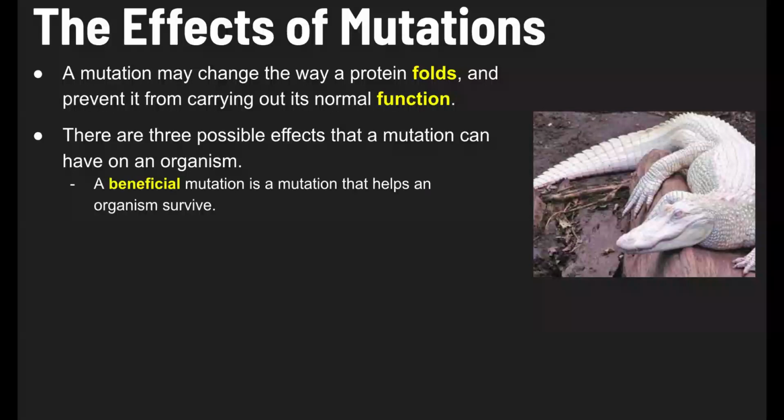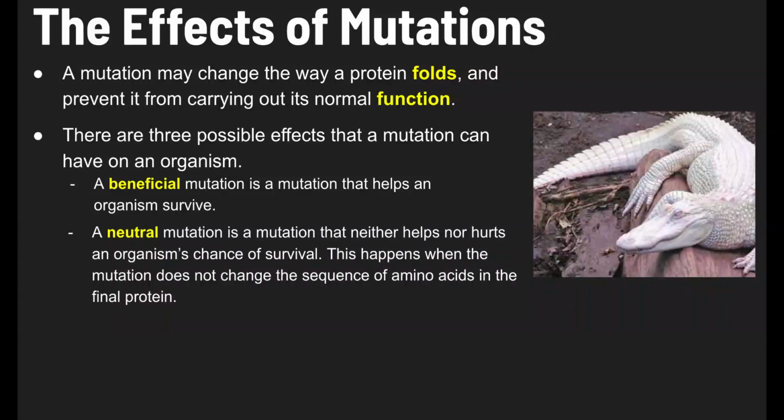The effect could be beneficial. So, a beneficial mutation is a mutation that actually helps an organism survive. If it's beneficial, then it's going to help the organism survive. Another effect is it could be neutral. So a neutral mutation is a mutation that doesn't help and it doesn't hurt the organism's chance of survival. This usually happens when the mutation doesn't change the sequence of amino acids in the final protein.